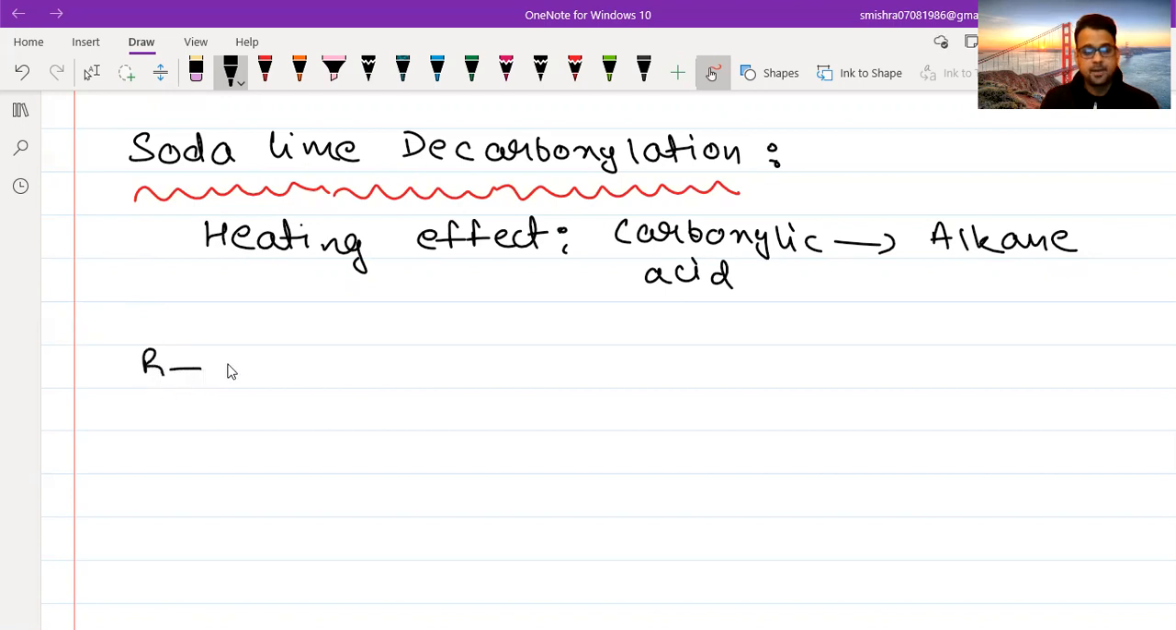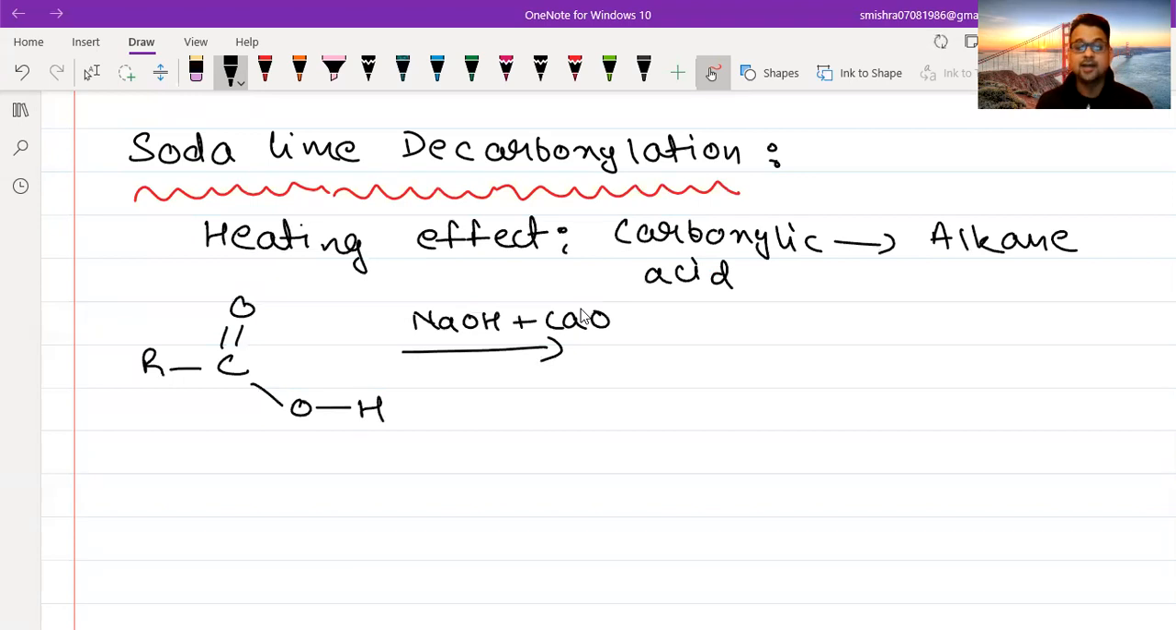So what happens here is that we have taken our carboxylic acid, which is RCOOH, and we make it undergo a reaction with soda lime. Now what is soda lime? Soda lime is a mixture of NaOH and CaO. So the mixture of sodium hydroxide and CaO we call soda lime. And since we are studying heating effect, obviously heating is involved over here. And as the name of the reaction itself suggests, there is decarboxylation. Decarboxylation means removal of CO2, loss of CO2.